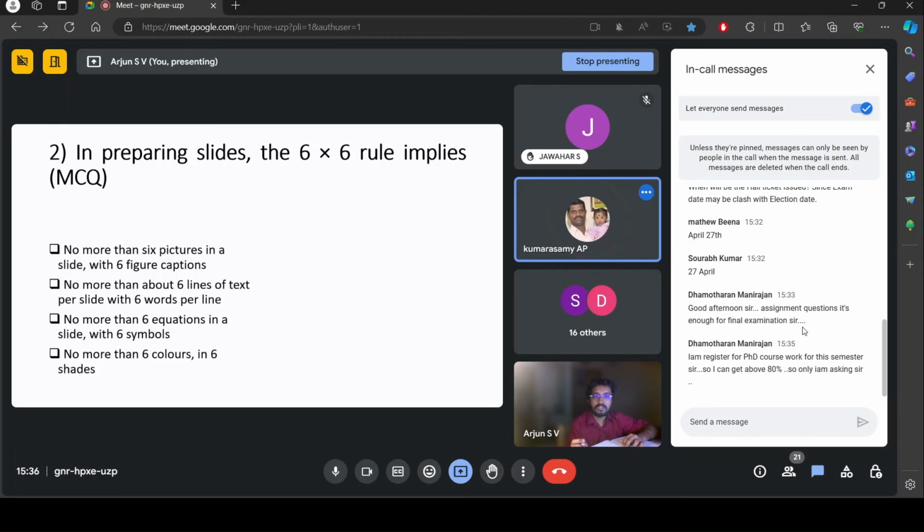Sure, yes. Are the assignment questions enough for the final examination? One more thing I would say is you can't expect the same questions to come in the assignment as well as in the final exam. Questions might change. Maybe some mathematical problems might be repeated, I don't know, but it's better to expect new questions in the exam. You'll be getting a similar style of questions in the exam as in the assignment, that I can assure you.